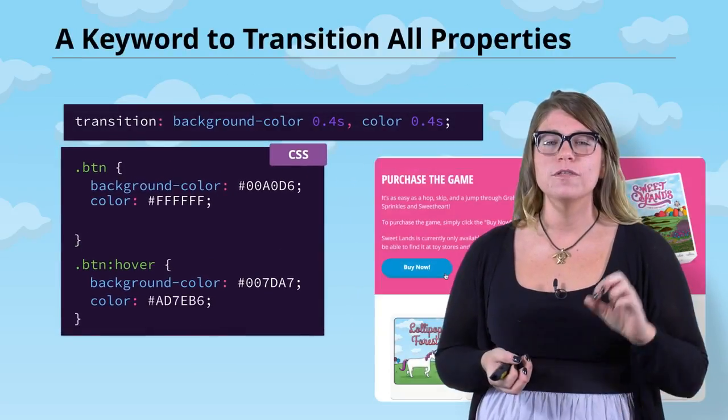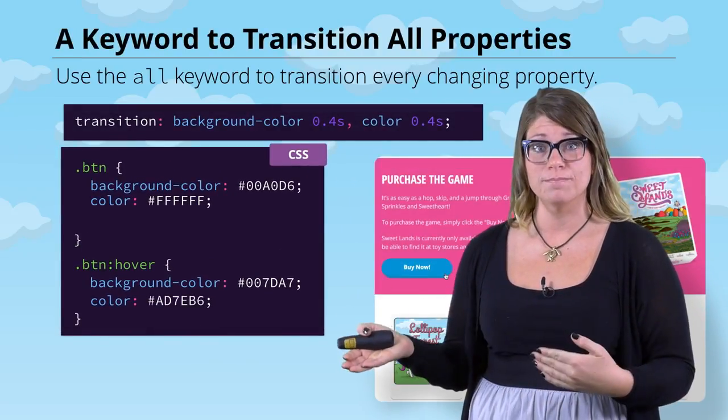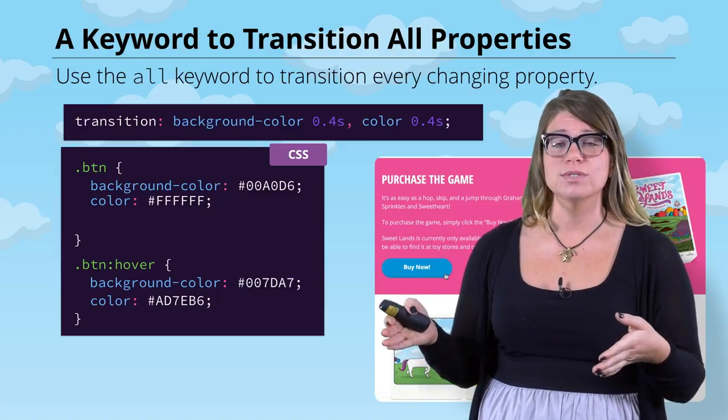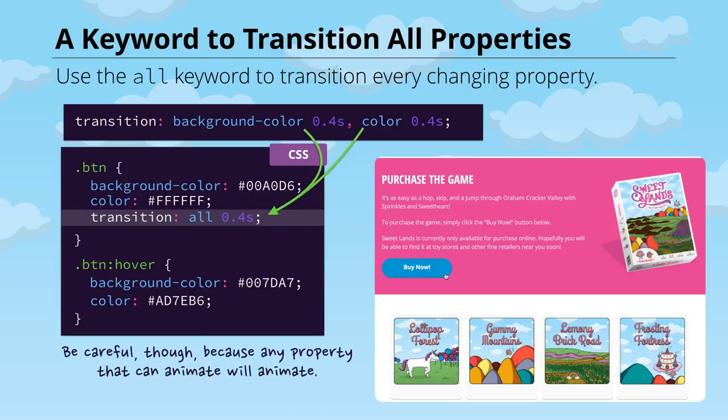If you'll notice, both the background color and the text color have a 0.4 second duration. We can shorten this by using the all keyword and just say all 0.4 seconds. Be careful though, because any property that can animate will, because we're saying transition all properties. As you can see on the site though, it's still working as expected.